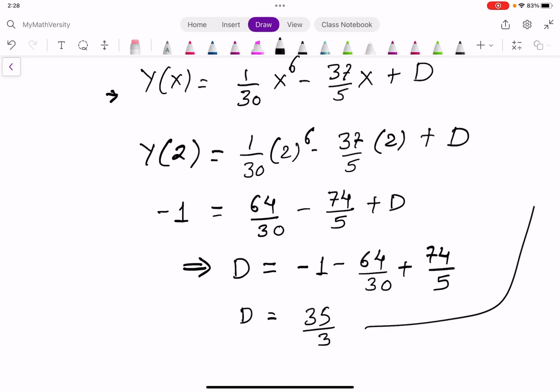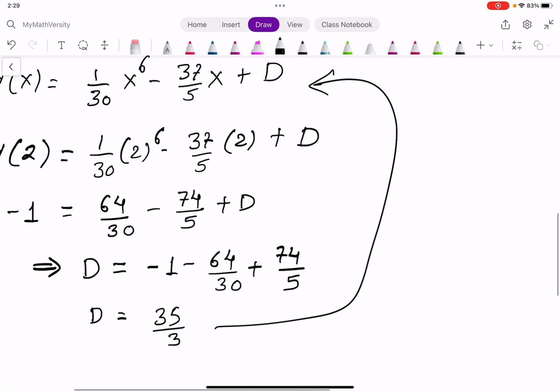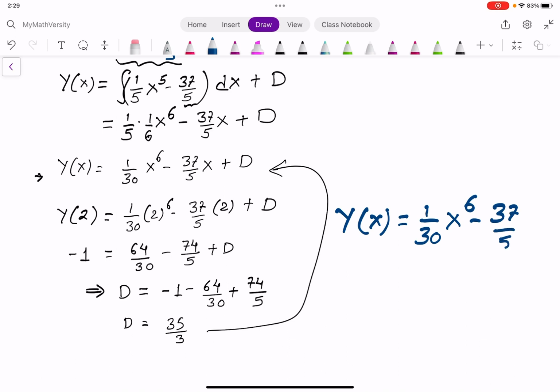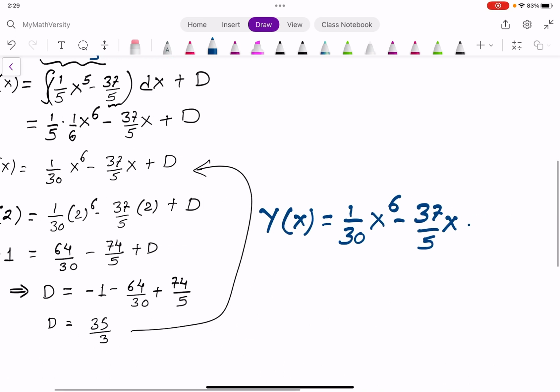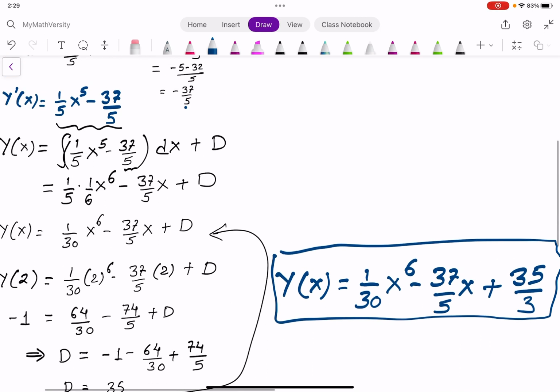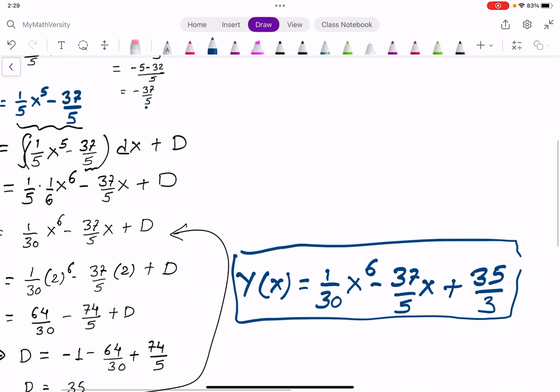Then again, you will be substituting this value here. If you do that, we get the solution y of x equal to 1 over 30 x to the power 6 minus 37 over 5 x. The value of d we figured out after applying the initial condition is 35 over 3. So if that is the case, then this is our required solution of the initial value problem.